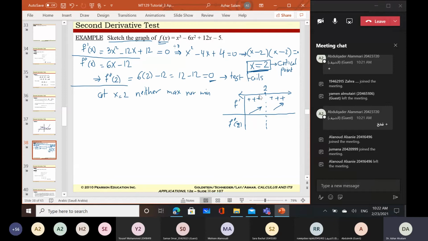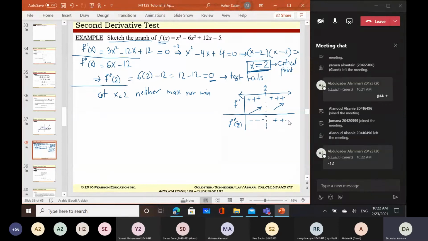If I choose for example 0, it will be minus 12, so it will be negative here. If I choose here for example 3, 6 multiplied by 3, 18, minus 12, it will be positive. So it will be concave down here and concave up here. Okay, so 2 is an inflection point. Again, I will say that at x equals 2, there is an inflection point.